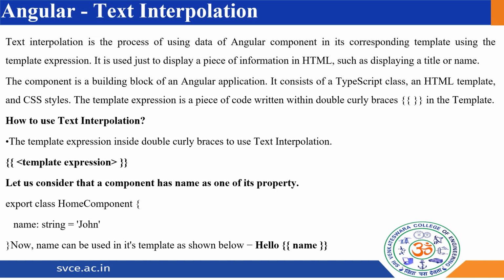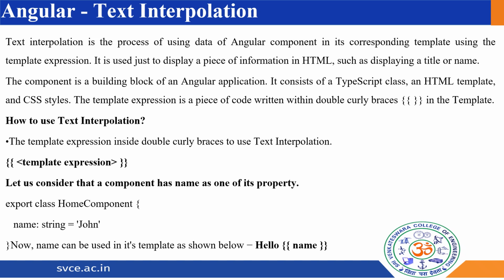Another text interpolation. So text interpolation is a process of using data of Angular components in its corresponding template using the template expression. It is used just to display a piece of information in HTML, such as displaying a title or name. The component is a building block of an Angular application. It consists of a TypeScript class, HTML template, and CSS styles. The template expression is a piece of code printed within the double curly braces in the template.